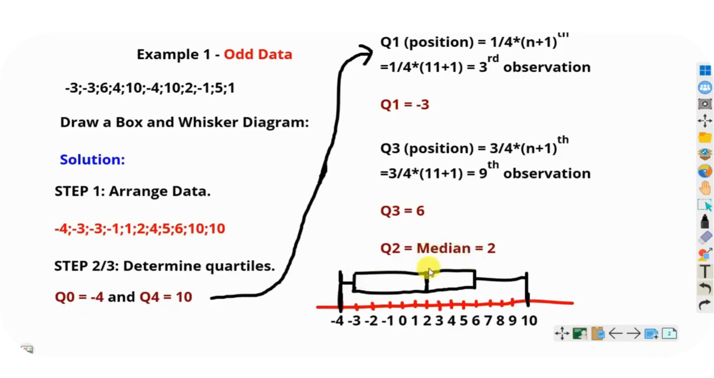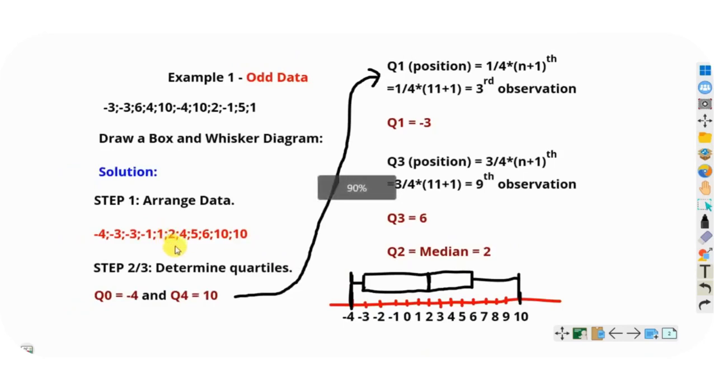All right, and then Q2 is the median. The median is the number in the middle of the data. For odd data, it's going to be the middle number. 1, 2, 3, 4, 5, 6, 7, 8, 9, 10, 11. So the sixth value in this case is going to be the median. 1, 2, 3, 4, 5, 6 is 2. Even when I come from this side, 1, 2, 3, 4, 5, 6 is 2. So the median is 2.